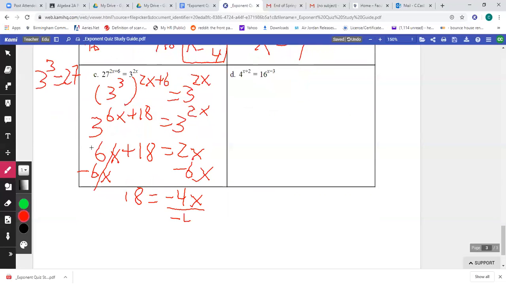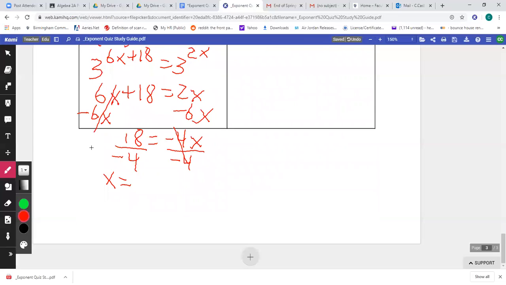Divide both sides by negative 4. So x is equal to... I can't divide 18 by 4, but I can simplify it by 2. So x is equal to negative 9/2.